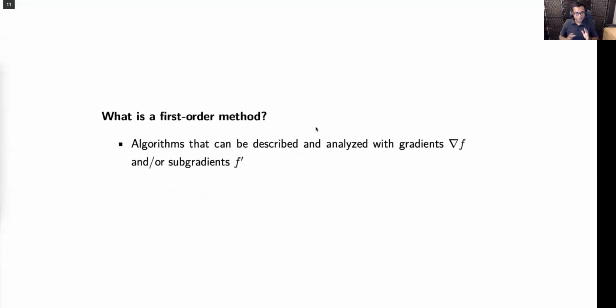Now, let's talk about what a first-order method is. Very concisely, algorithms that can be described and analyzed with gradients or subgradients of the function f, which we are trying to minimize, are first-order methods. If the function is differentiable, we will denote the gradient by nabla f. If it is not differentiable, we will denote the subgradient by f prime. But generally, for gradient or subgradient, broadly speaking, we will use the notation f prime.